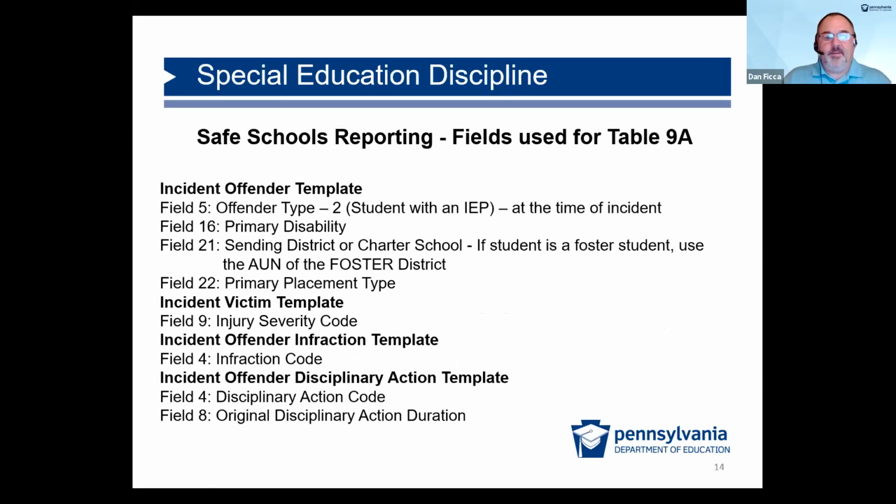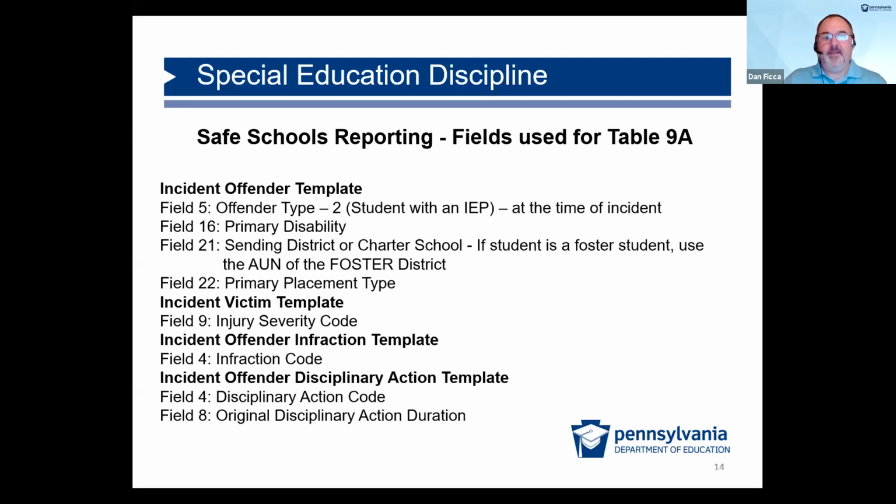These are the fields and templates that we use to pull the data out to create our table 9A. Again, the big one, student with an IEP. Make sure, at the time of the incident, did this student have an IEP? And if they did, then we'll ask for primary disability and then the sending district or charter school. And by the way, if you're a charter school and you have an incident for a special ed student, you put your LEA in there. The district of residence is not the sending district if you're a charter school reporting in Safe Schools. Again, there's field 22, that primary placement type.